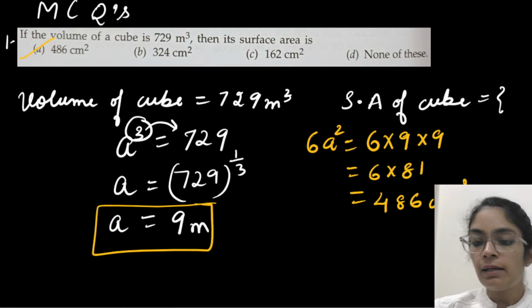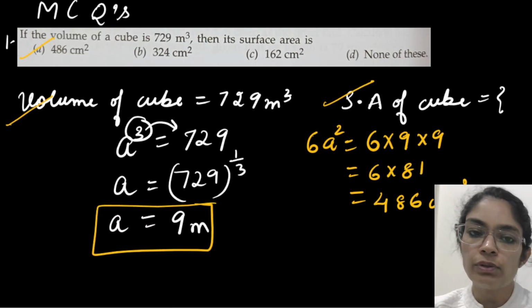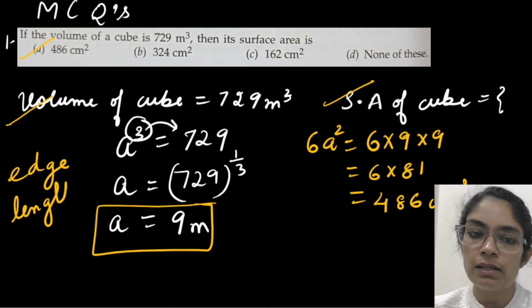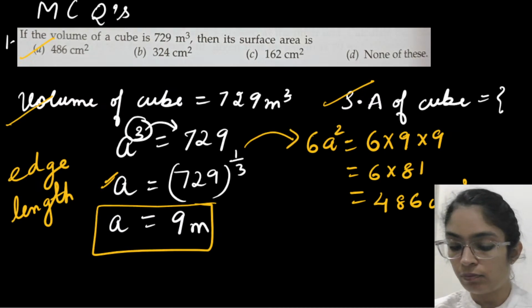Yes, so is it clear? Anyone, any doubt? So one thing was given to us, that is volume. Another thing we had to find, surface area. With the help of volume, we found the value of edge length, that means a, and this a we utilized to find the value of surface area of a cube.